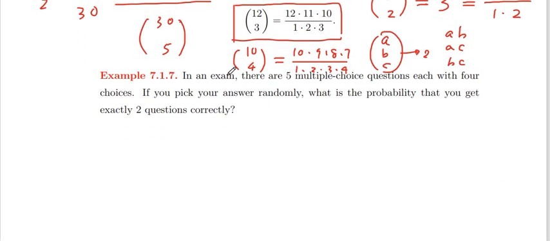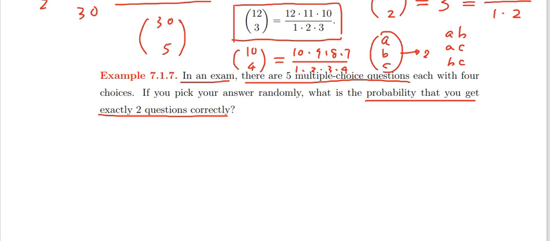So here, let's say in an exam, there are 5 questions. Those 5 questions are multiple choice questions, and each one has 4 choices: A, B, C, D, A, B, C, D, and so on. Now, suppose you answer randomly. You don't know the answer, you just pick randomly. We want to find the probability that you get exactly 2 questions correct.